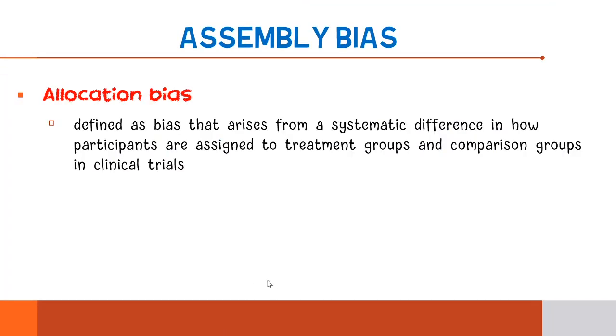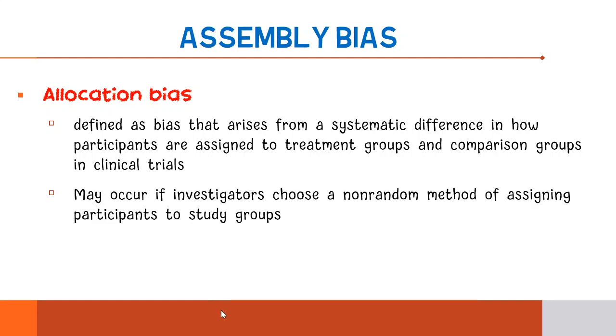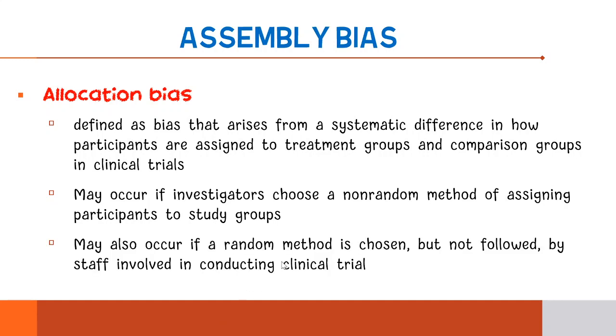Next is the allocation bias. Now, allocation bias is defined as a bias that arises from a systematic difference in how participants are assigned to treatment groups and comparison groups in clinical trials. Now, it may occur if investigators choose a non-random method of assigning participants to study groups, and it may also occur if a random method is chosen but not followed by staff involved in conducting clinical trials. Now, allocation bias, from the word allocation, it specifically relates to how your participants are allocated to groups.